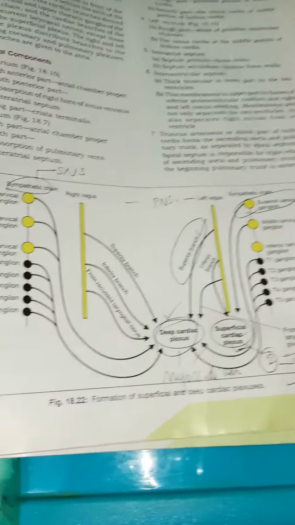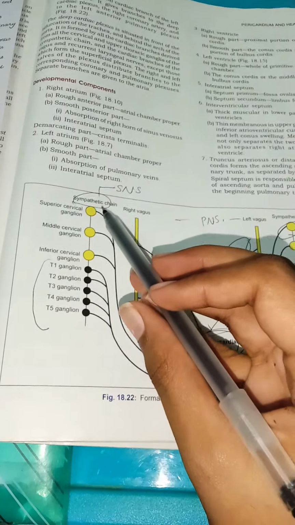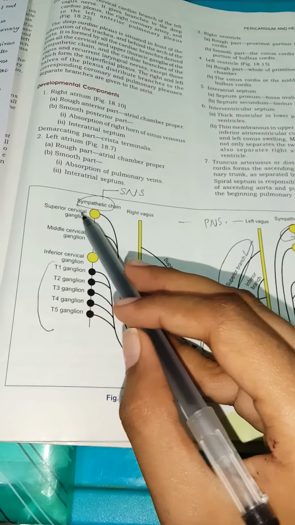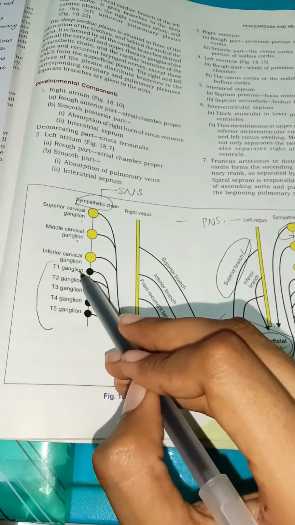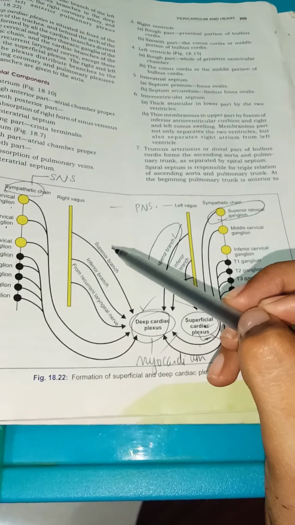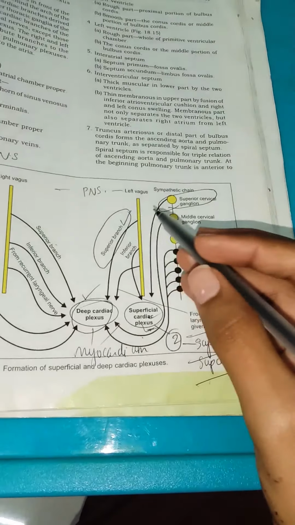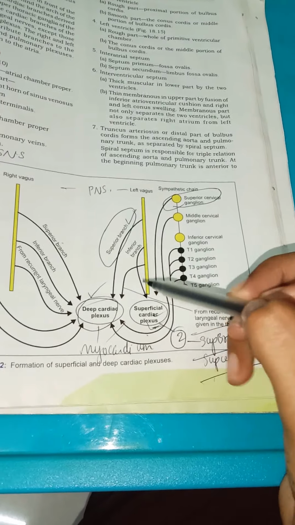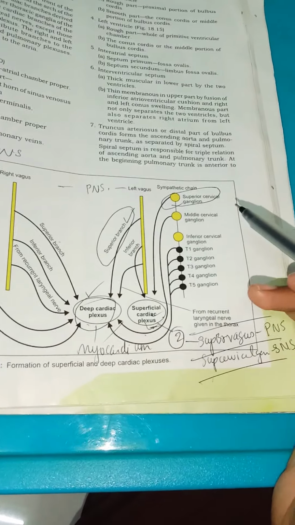Once we have said what is what, we need to know the names which are supplying the deep cardiac plexus, right? So from the right sympathetic chain, you will get the superior cervical ganglion, next the middle cervical ganglion, next the inferior cervical ganglion and T1 to T5 ganglia. Whereas coming from vagus on the right side, you have the superior branch, inferior branch, and recurrent laryngeal nerve. So coming to the left side is the exception, the superior branch goes to the superficial cardiac plexus. The inferior branch, of course, comes here.